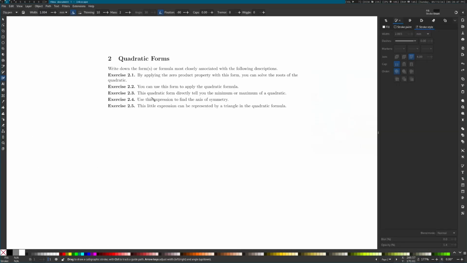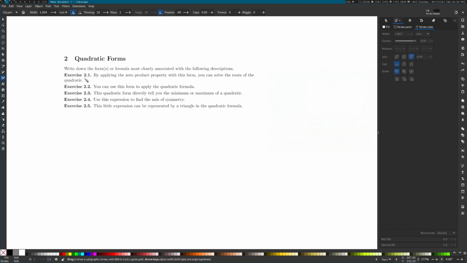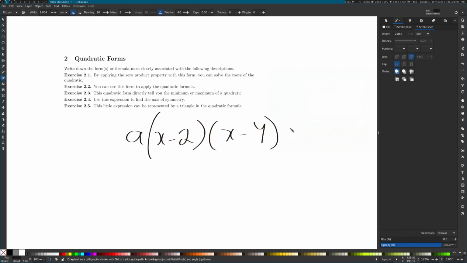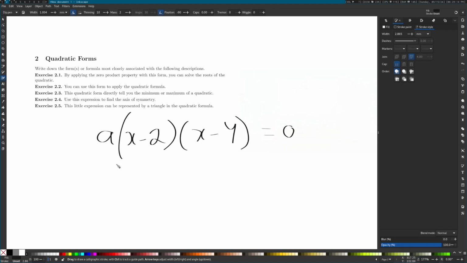Onto quadratic forms. Okay, the first one: by applying the zero product property with this form, you can solve the roots of the quadratic. In the zero product property, that's usually when we have terms like a times x minus 2 times x minus 4, and we set this equal to 0. The zero product property tells us that if you set one of these equal to 0, then you've solved the quadratic. So that means x is equal to 2 and x is equal to 4.